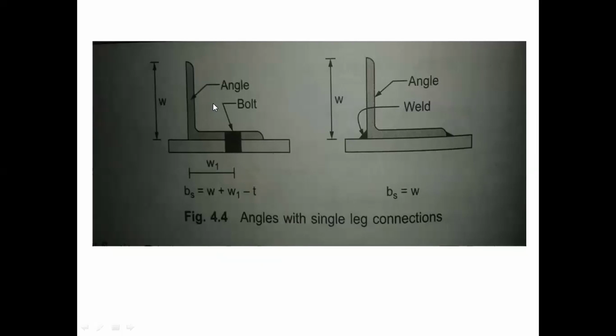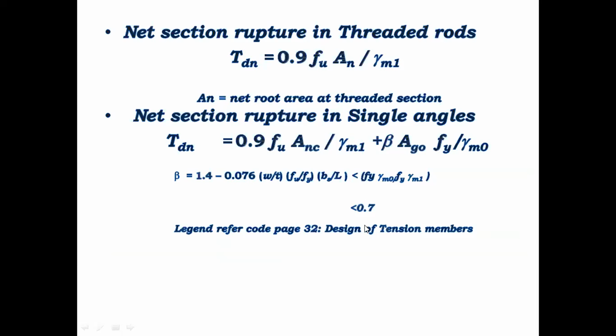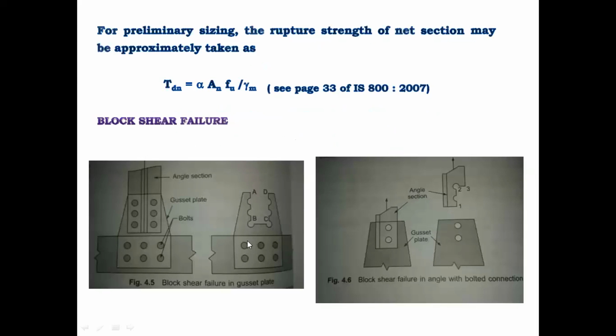The calculation of rupture strength for an angle when it is connected to the gusset plate with the help of a bolt, and the angle connected to the gusset plate with the help of welding, right? All these formulas are there in the code. So this is how the block shear looks, right? A very important term, block shear. Now in this picture, you can see how the block shear happens.